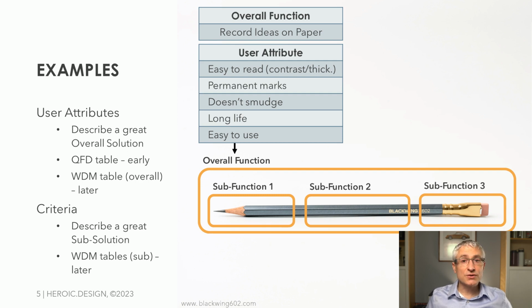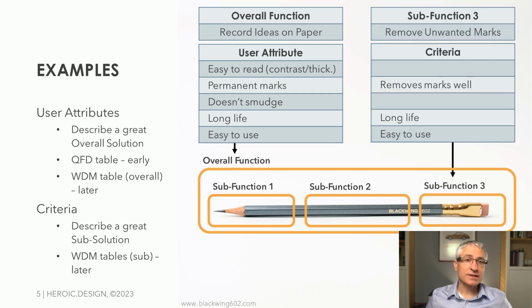We want the solution to produce something that is easy to read, which probably comes down to contrast and line thickness. We want it to be permanent and not smudge. And the device should last a long time and be easy to use. If you have some more or some questions, please put them in the comments. These are overall descriptions, so the list can get fairly long.